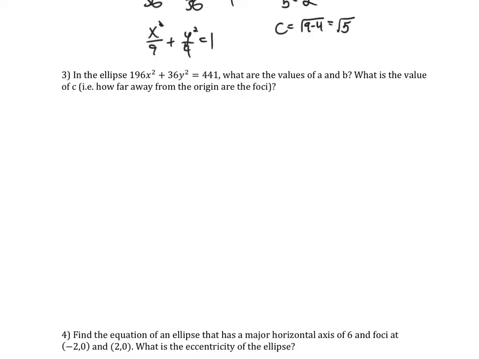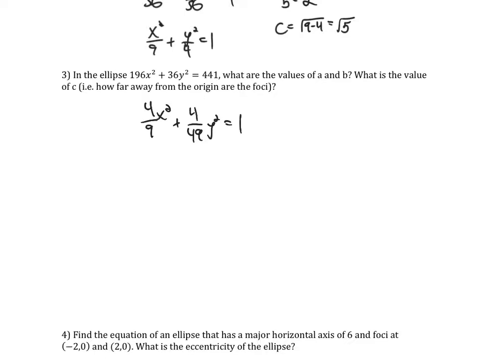Okay, so hopefully you've given it a shot. What we're going to do here again is I don't like that 441. I need that right side to be 1. So I need to divide both sides by 441. And if you do that, you should be able to simplify the left side to 4 over 9 x squared plus 4 over 49 y squared equals 1.